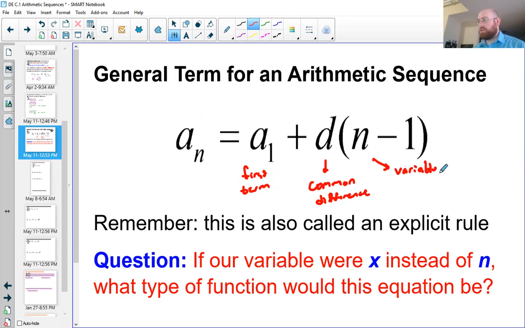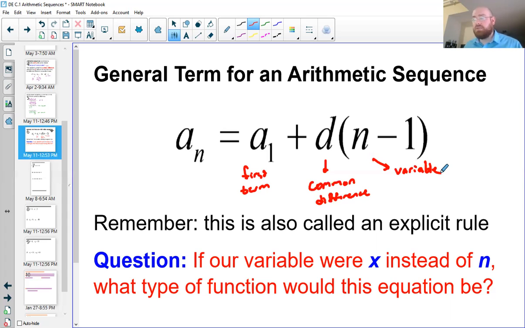Now you might be asking yourself, if we're writing this as an equation, why are we using n instead of x? And what type of function would this be if we were using x instead of n? Pause for a moment if you want to think through this individually. But the reason why we're using n is because our inputs are only integers. We can't plug in 1/2. We can't plug in 0.